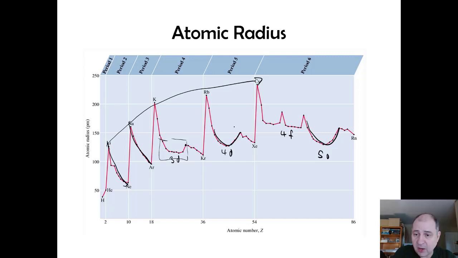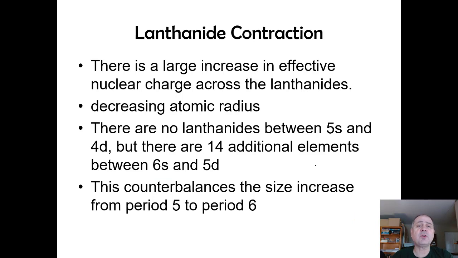The other really interesting phenomenon here is if you compare the 4d and the 5d, they're almost the same radius, and that's because there's a large increase in effective nuclear charge across the 4fs. This is where we insert the 4fs, so we have 14 electrons that we are adding on the same quantum level, the 4f. So you would expect that radius to be pulled in, which causes the 4d and the 5d to have very similar characteristics: atomic radii, electronegativities and everything. This is referred to as the lanthanide contraction. That's just the effect of having those 14 additional elements between the 6s and the 5d. It causes the radius to decrease drastically, and therefore the 4d and the 5d have very similar atomic radii.